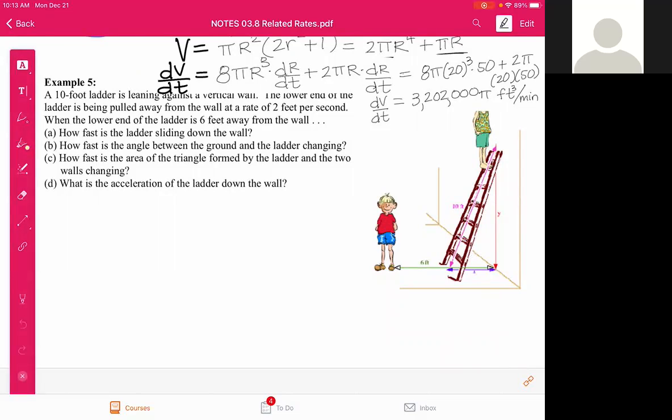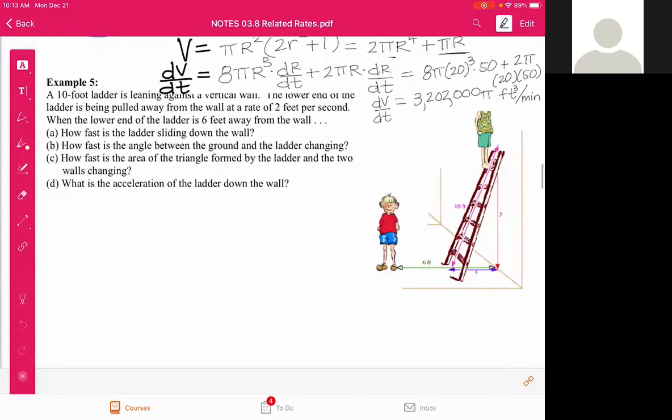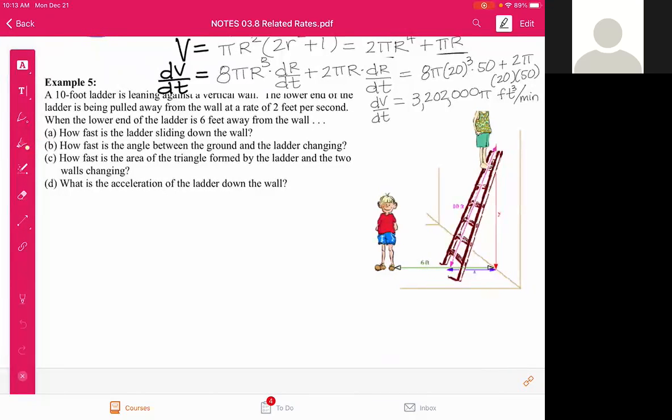All right, so let's draw a picture. I know we have a picture over here. Well, I guess I could just use this lovely picture with this headless person. So 10-foot ladder, so that's 10. And then the bottom part of the ladder is being pulled away from the wall. So I got to draw my own picture.